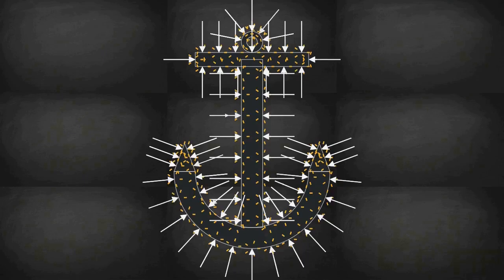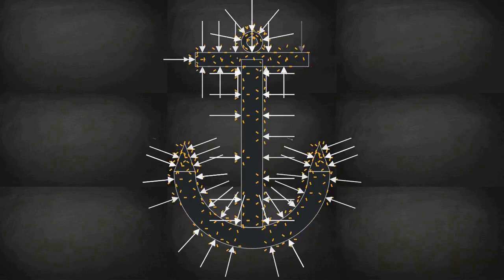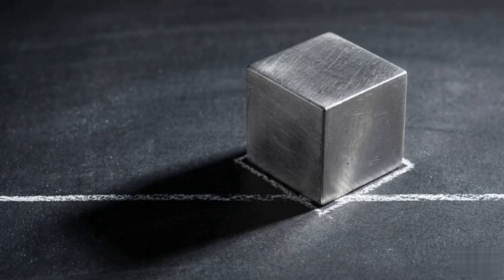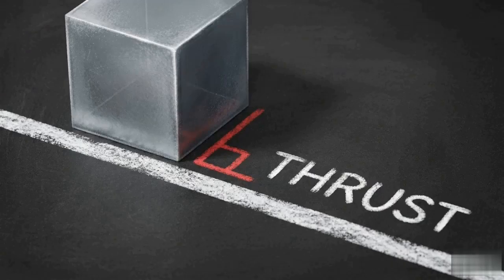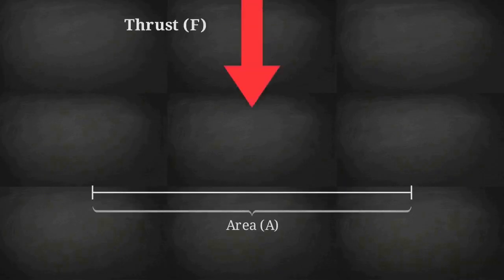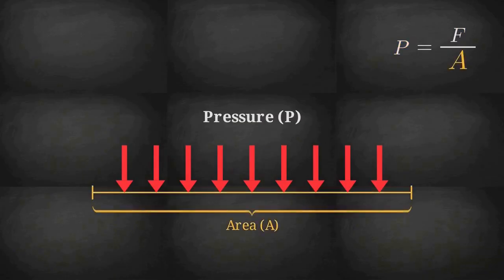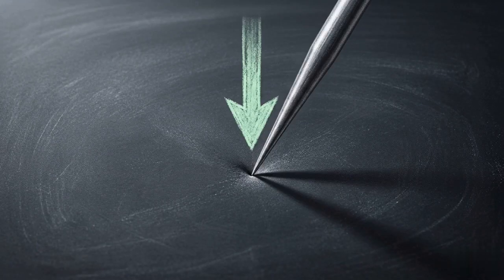This drop in apparent weight is the result of a physical interaction between the water and the solid surfaces of the anchor. To understand that interaction, we have to look at how forces behave against a surface. In physics, any force that pushes perpendicularly, at a 90-degree angle, is called thrust. Pressure describes how that thrust is distributed. It's calculated by taking the total force and dividing it by the surface area it hits. Area changes the intensity of that force.